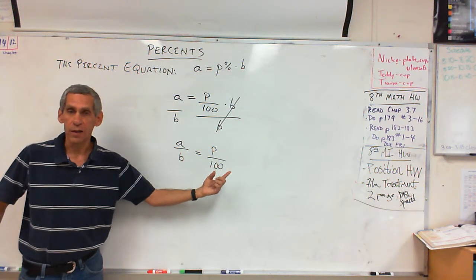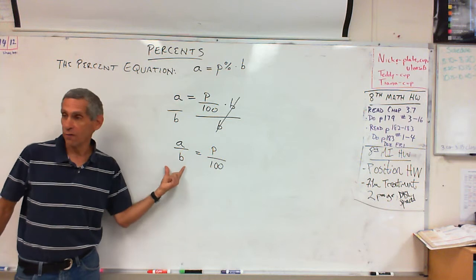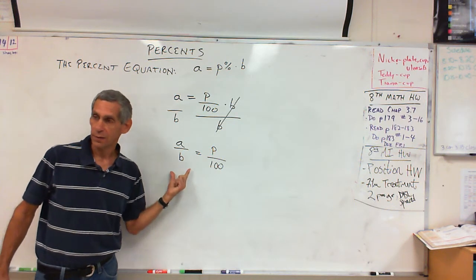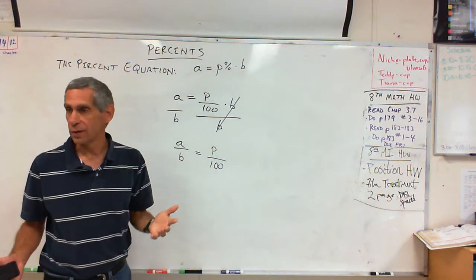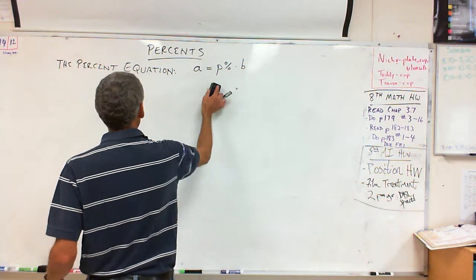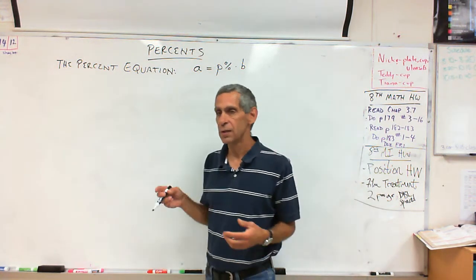Whatever the "of something" is, that number is going to go in the denominator. Anyways, if you start with this piece of cake, you know how to do it. Now I'm going to show you that even though that's useful, you don't need to use this.